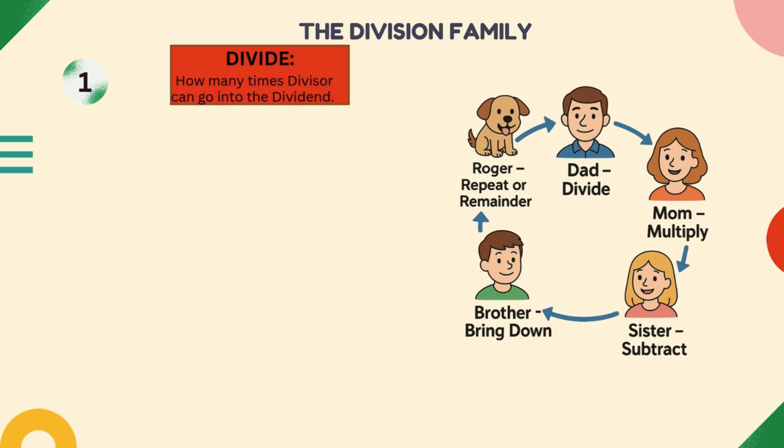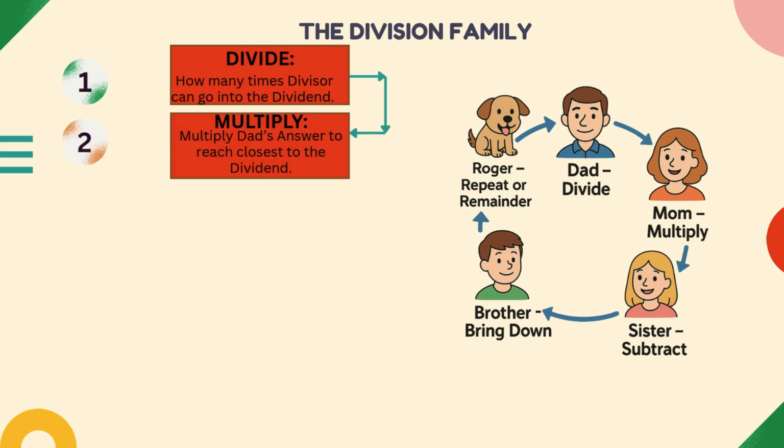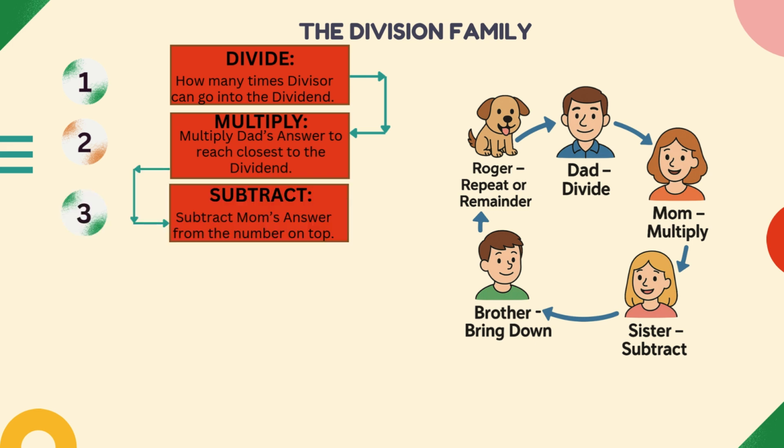First comes Dad. He divides. He looks at the number and asks, how many times can the divisor go into this number? Then it's Mom's turn. She multiplies. She takes the answer from Dad and multiplies it by the divisor and writes it below the dividend. Now comes Sister. She subtracts. She subtracts Mom's answer from the number above.